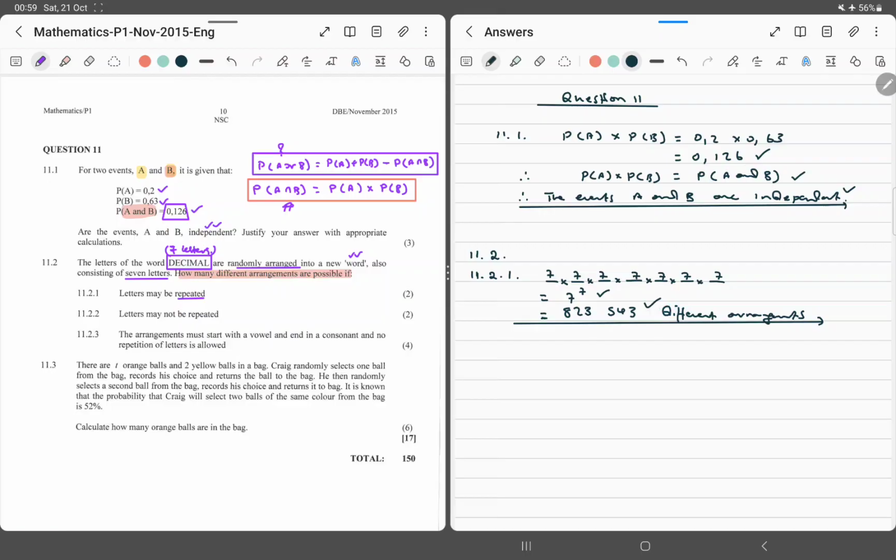So this is important and that is important. That is how we score those 2 marks.